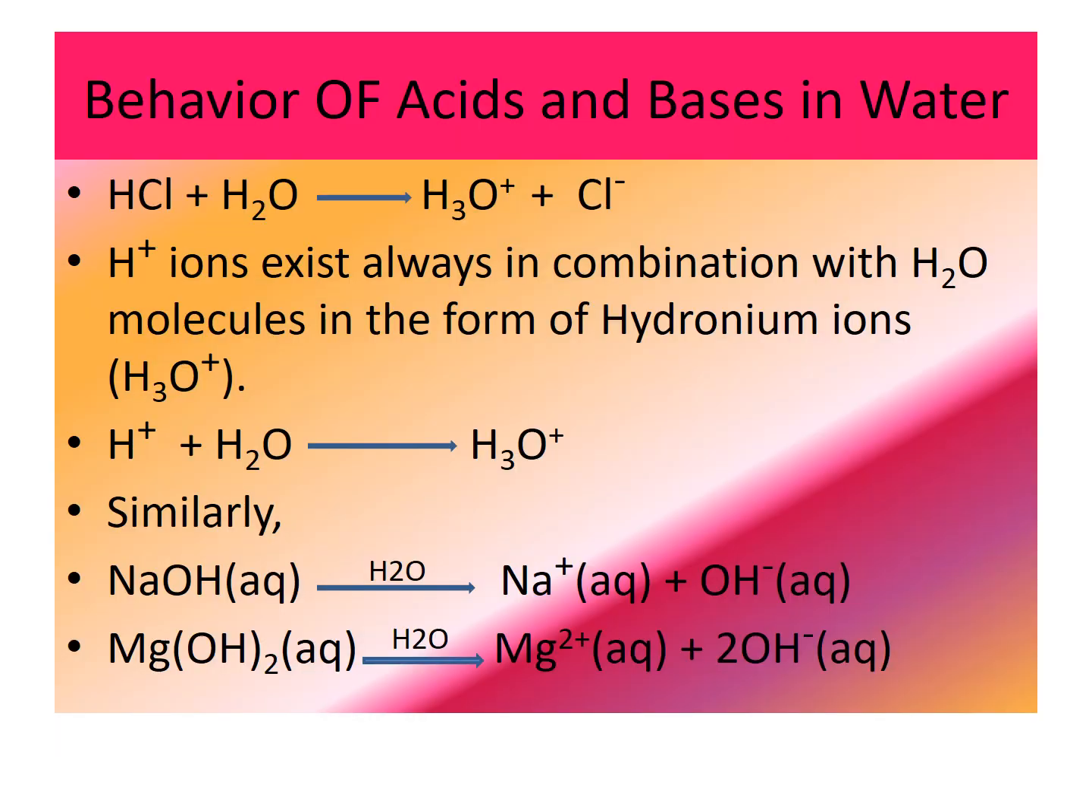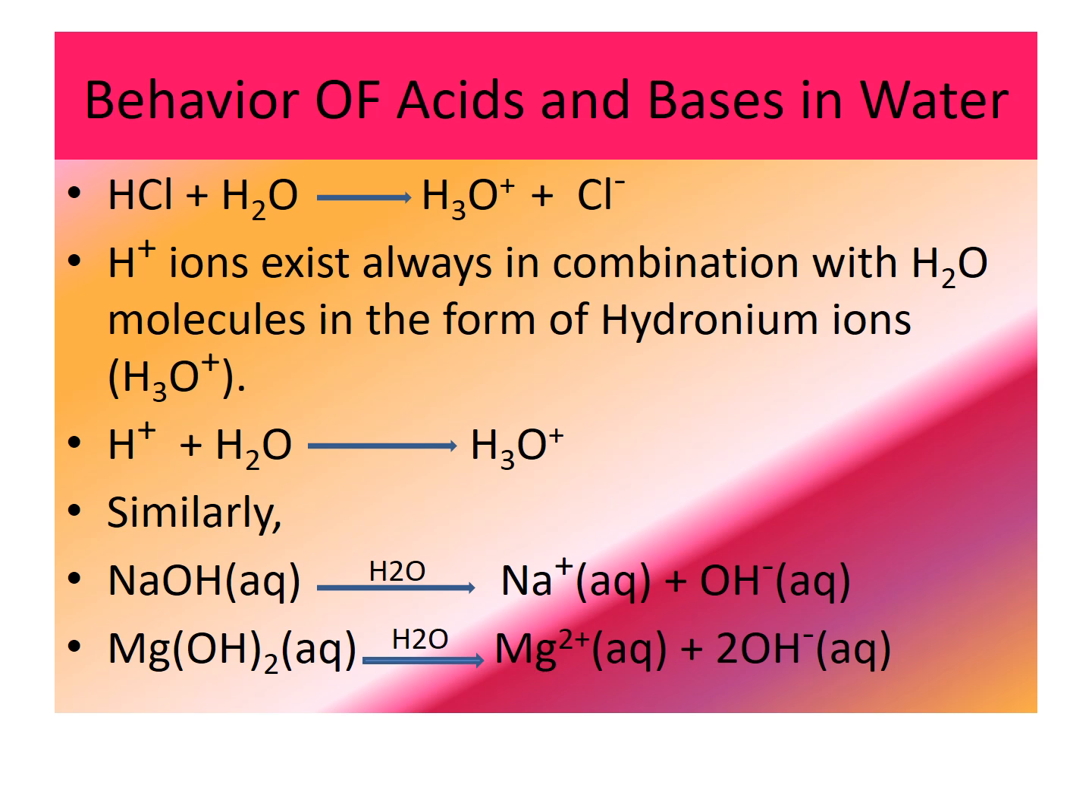Now let's see how the acids and bases behave in water. Acid HCl, when dissolved in water, it gets ionized into H plus ions. H plus ions combine with water to form hydronium ions, H3O positive. These are the hydronium ions. So whenever there is an acid dissolved in water, hydrogen ions will always combine with water to form the hydronium ions. Similarly, in the base, as in the case of sodium hydroxide, in presence of water, it also ionizes to form sodium ions and hydroxide ions.